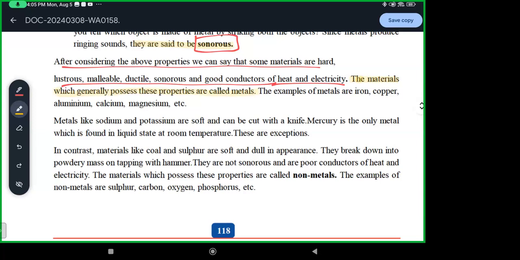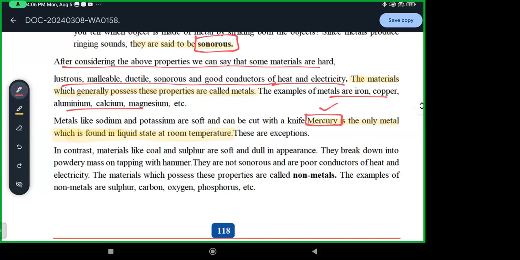What are the examples of metals? Iron, copper, aluminium, calcium, magnesium, etc. These are all metals. Metals like sodium and potassium are soft and can be cut with a knife. Mercury is the only metal which is found in liquid state at room temperature. Again, this is very important. What is the metal that is found in liquid state at room temperature? Mercury. At normal room temperature, it is found in liquid state. So this can be asked as a short question.